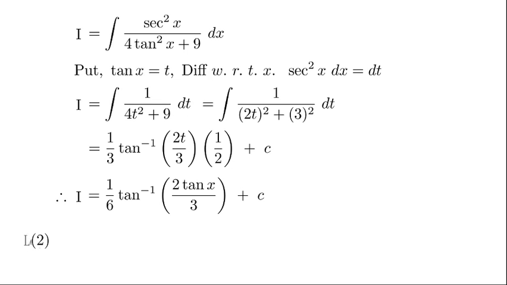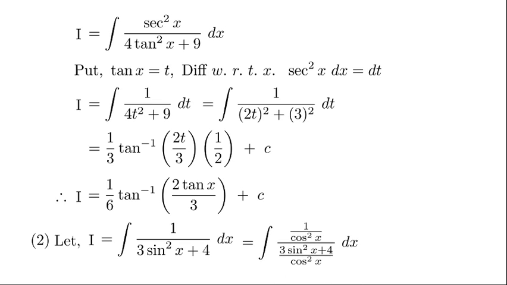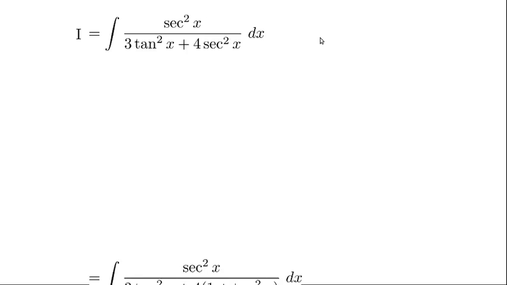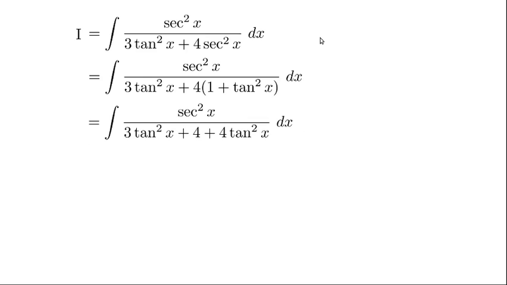Next one is integration of 1 upon 3 sin square x plus 4 dx. Again the rule is the same: divide numerator and denominator by cos square x. So the denominator becomes 3 tan square x plus 4 sec square x, and the numerator will be just sec square x. Only in the denominator, sec square x is written as 1 plus tan square x. So it becomes 4 into bracket 1 plus tan square x. Open the bracket, it becomes 4 plus 4 tan square x. Finally it reduces to 7 tan square x plus 4 in the denominator.